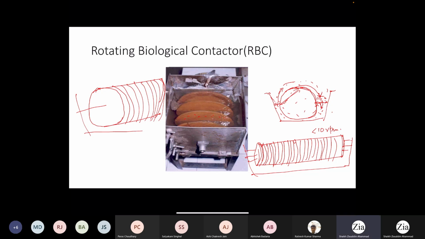Sir, it's better if you can provide some explanation of what biofilm is, like we have not read more about biofilms yet.